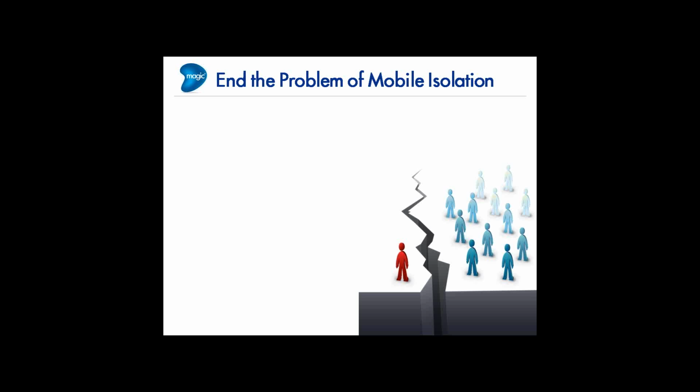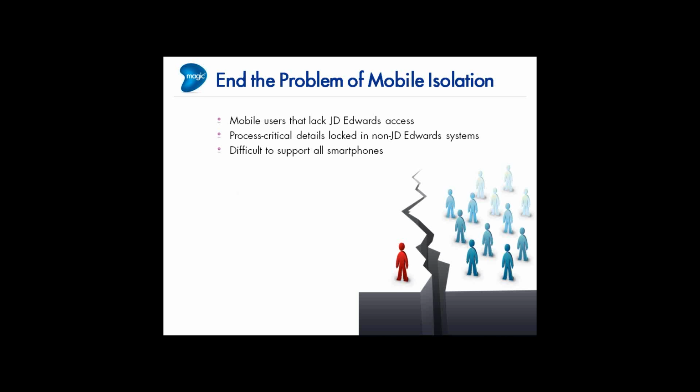So we need to end the problem of mobile isolation for everyone's business, so that users that lack JD Edwards access on their mobile devices can get that. We need to make sure that process critical details, which are locked into non-JD Edwards systems, also become available to our users. For example, if you're using a third-party CRM solution, or a third-party e-commerce platform, or supply chain management system, that the process and the data are both relevant to our JD Edwards users while they're out in the field and on their phones.